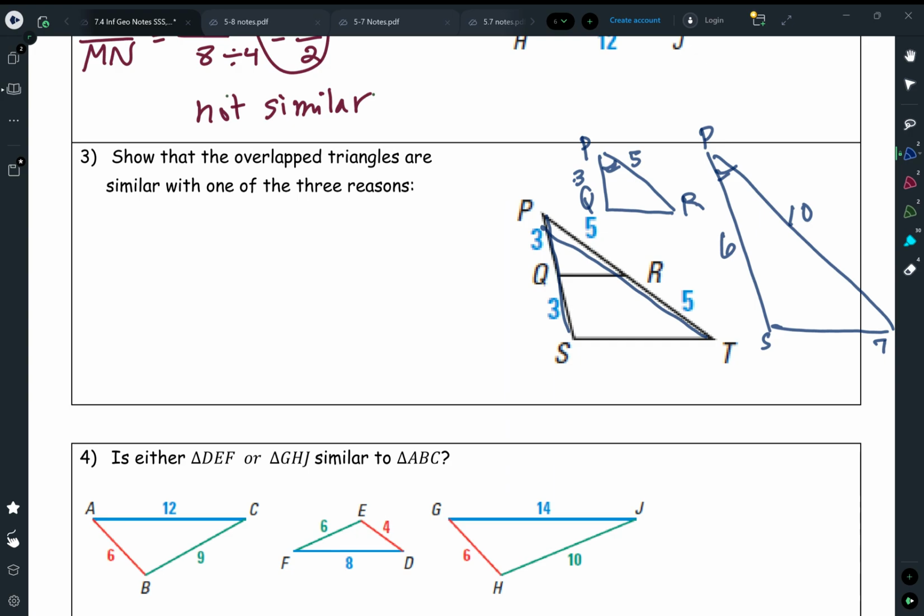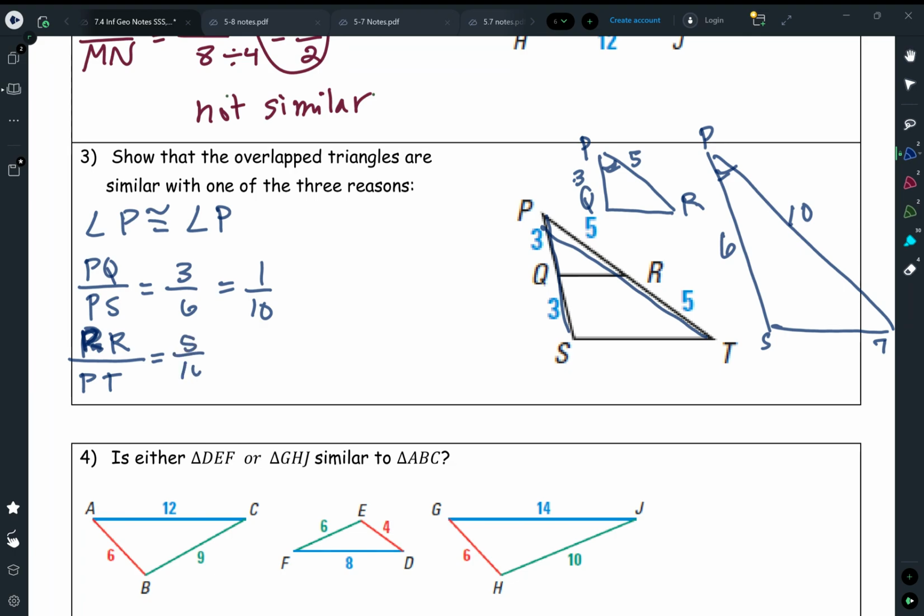So I already have angle P is congruent to angle P. And I am keeping with my theme so far of making the most terrible triangles possible when I draw them out. And then I want to go ahead and check my ratios for my sides. So let's write PQ over PS. So PQ to PS is 3/6, which is 1/2. And then PR to PT is going to be 5/10, which is also 1/2.